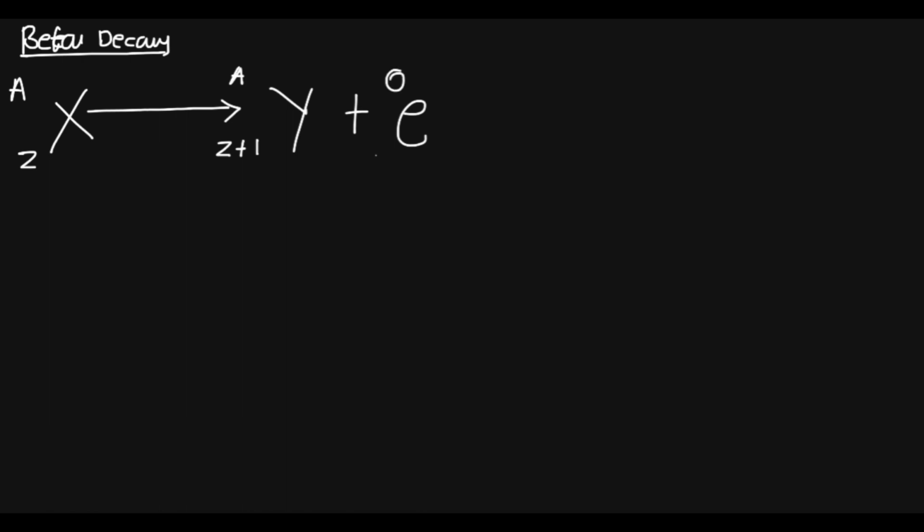So for beta decay, the nuclear equation, if we have the atom X with the mass number A and atomic number Z, for beta you just have to know that the mass number does not change, then the atomic number increases by 1, then it will give us this new daughter nuclide plus the notation for beta, which is 0 for the mass number, then the atomic number minus 1.